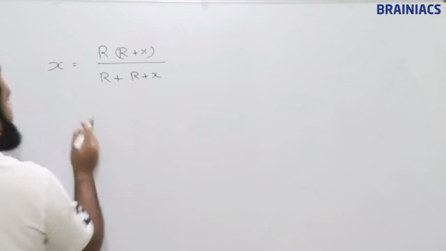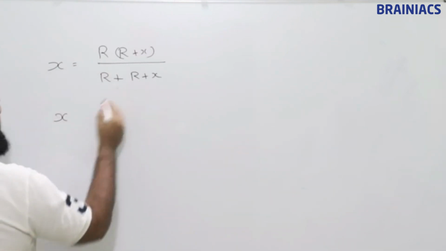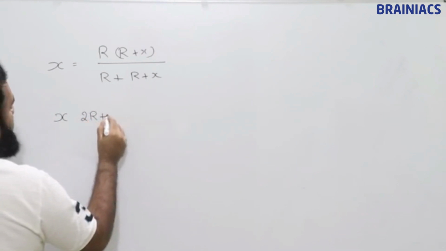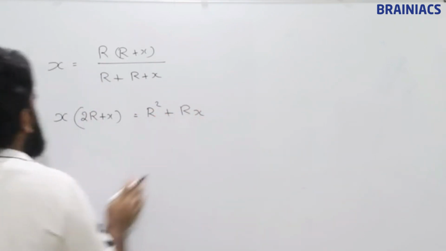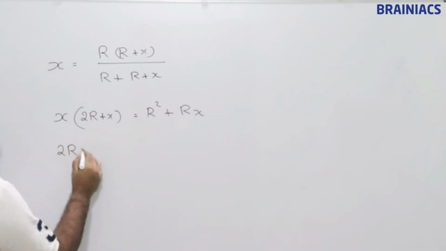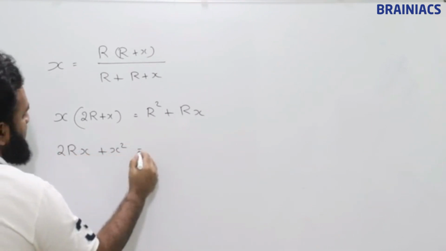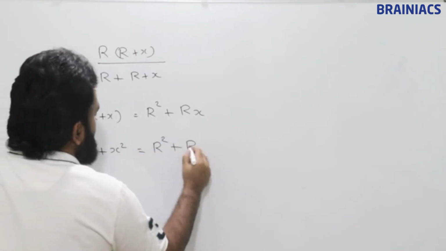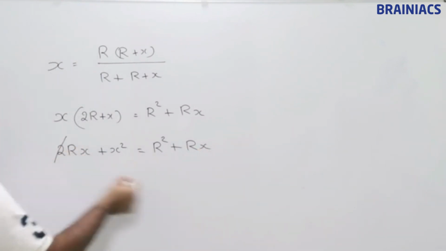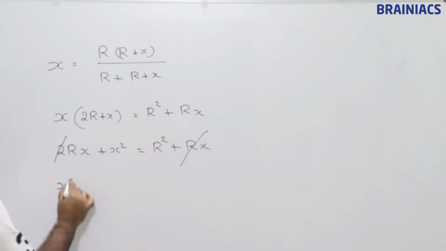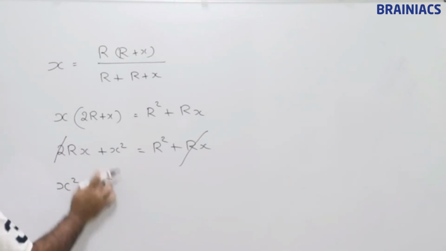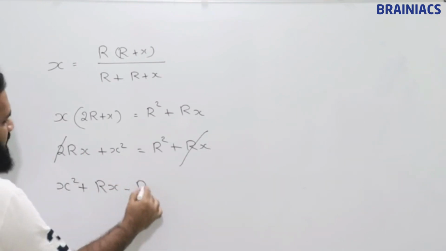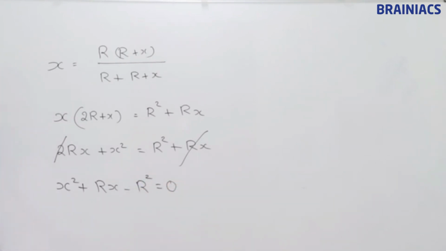So we'll bring this to this side. X into this is 2R plus X, equal to R square plus Rx. So 2Rx plus X square is equal to R square plus Rx. So this 2Rx and this Rx will be cancelled off. So we will take X square plus Rx minus R square is equal to 0.